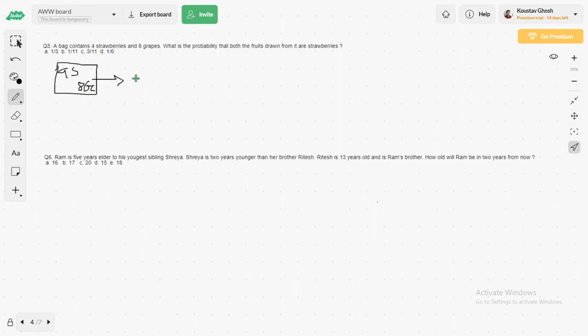So total fruits is 12. 12 fruits and 2 types, strawberry and grapes. Okay. So what is the question? What is the probability that both the fruits drawn from it are strawberries? Okay. So calculate the probability.